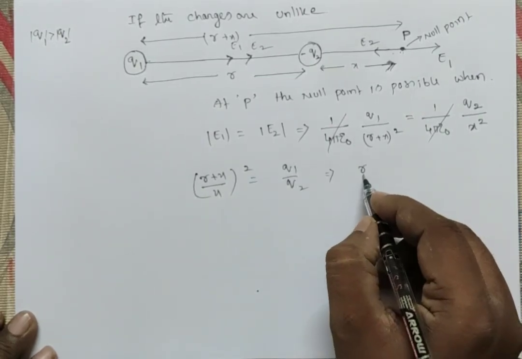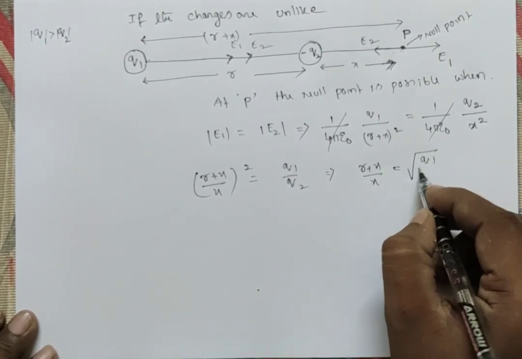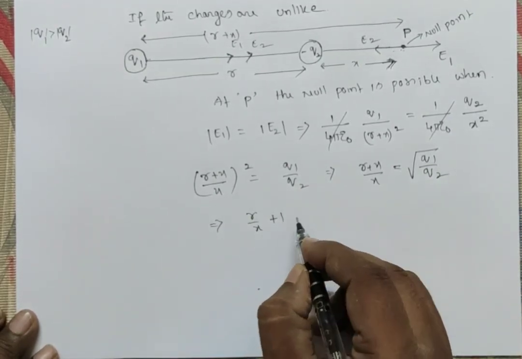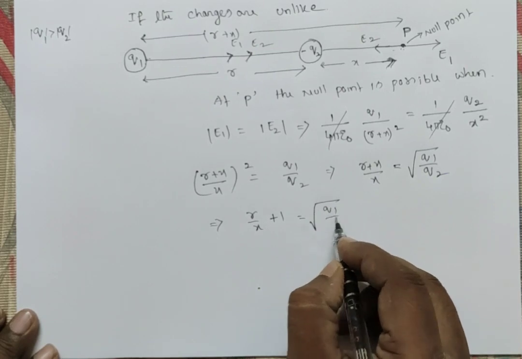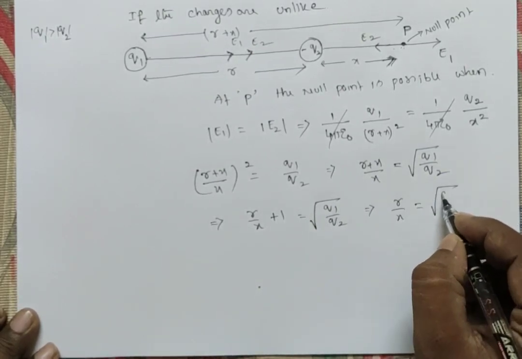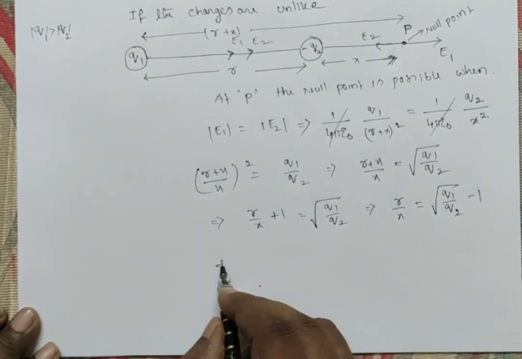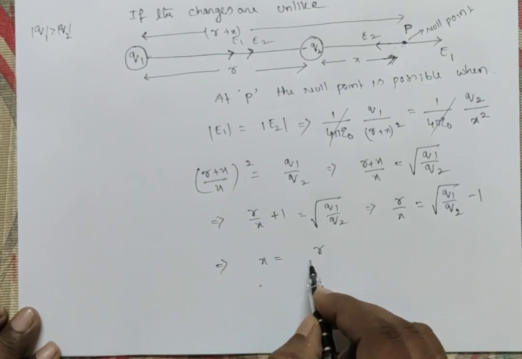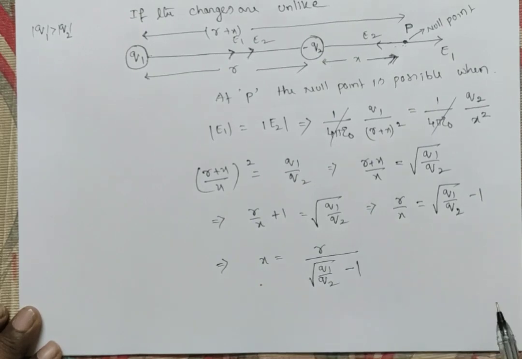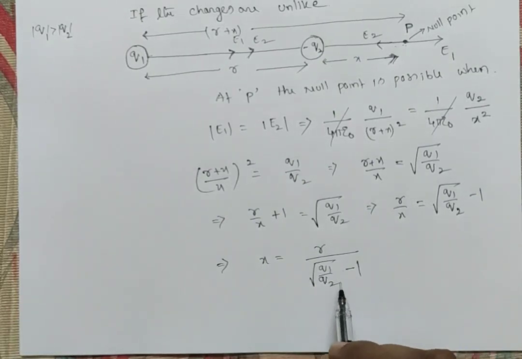Then you will get R plus X by X equal to under root of Q1 by Q2. Then R by X plus 1 is equal to under root of Q1 by Q2. Then R by X is equal to under root of Q1 by Q2 minus 1. Then we wanted the distance X, that is equal to R by root over Q1 by Q2 minus 1. So the previous expression we had plus, but now we have minus.